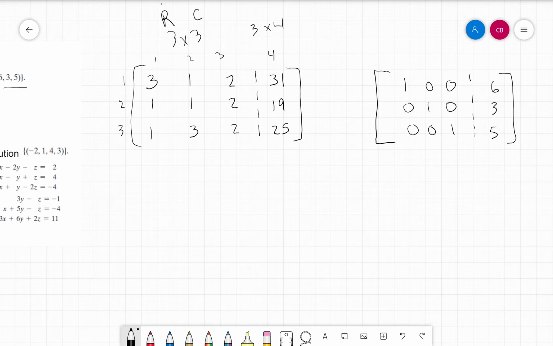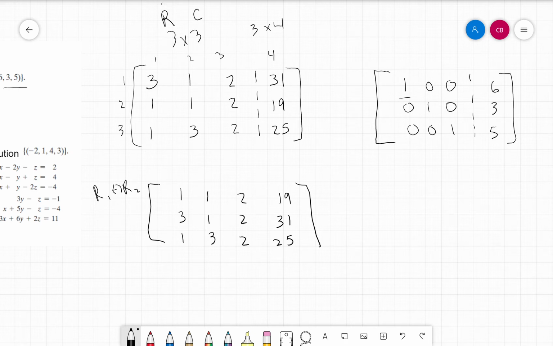What I need you to notice first is we want a 1 in the first row, first column. There's a 3 there. We have two options. We can divide everything in that first row by 3, or multiply by 1/3, which is one of the things I said you could do in the last video. Or we can swap rows. So let's swap row 1 and row 2. We have 1, 1, 2, 19; 3, 1, 2, 31; 1, 3, 2, 25.